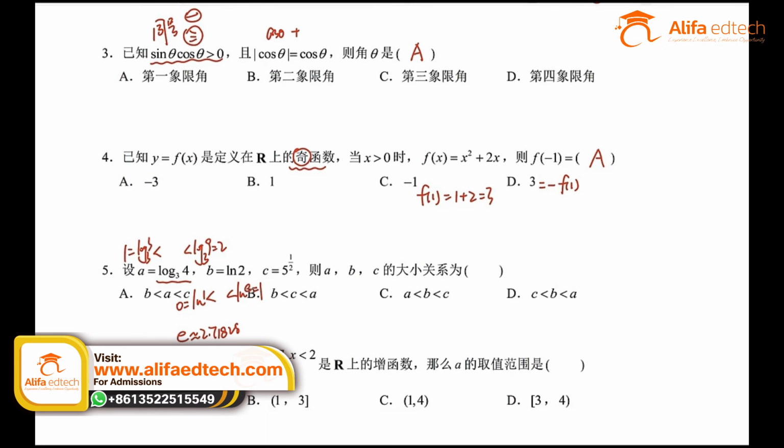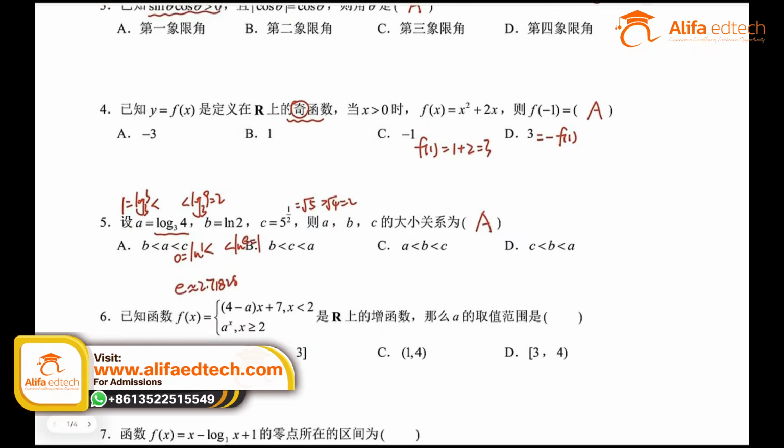As for our c, 5 to the power of 1/2 is the square root of 5. And the square root of 5 is definitely greater than the square root of 4. The square root of 4 is 2. So this means the number c is greater than 2, the number a is between 1 and 2, and the number b is between 0 and 1. Therefore, c is the largest, followed by a, and b is the smallest. So we have c is greater than a, which is greater than b. Thus, the option we choose is A.